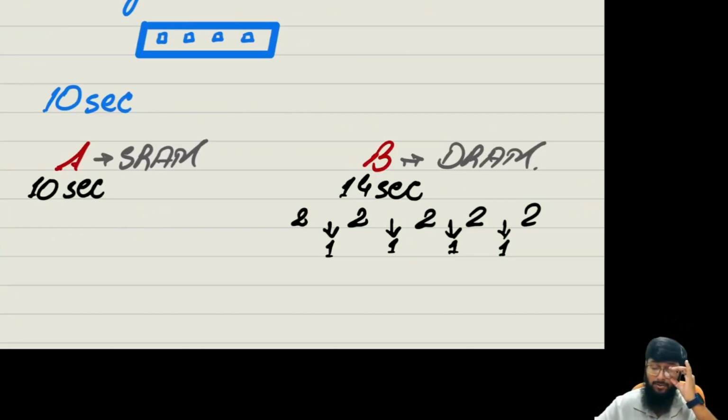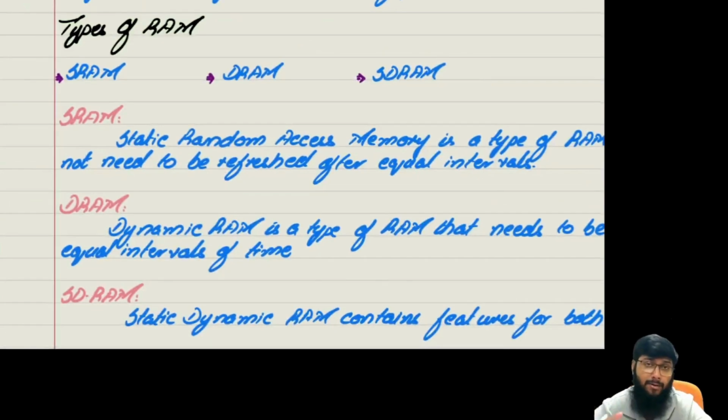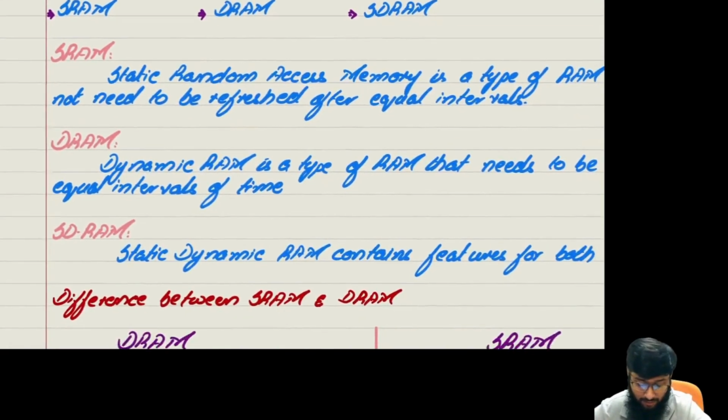Yeah, but when it comes to longevity, what do we mean by longevity? Longevity is sometimes called the life of a particular device. So when it comes to the longevity of SRAM or DRAM, DRAM has more longevity. The reason is that it gets refreshed after set time intervals, as compared to the SRAM, which is not going to get refreshed after set time intervals.